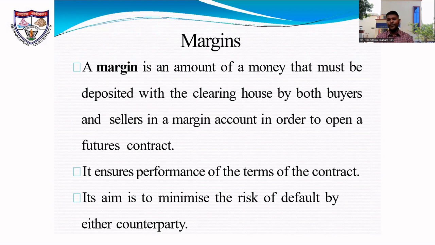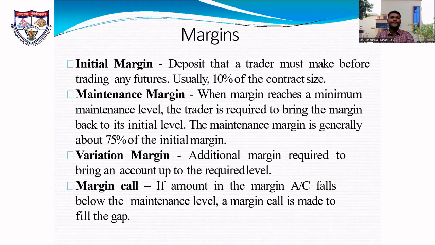In a forward contract, if one party defaults or denies to execute the contract, then the other party has to suffer loss. But here, to avoid that loss, we have some collateral. If either one party fails to execute the contract, then the loss amount of the other party will be met out of the margin account balance. We have initial margin, maintenance margin, variation margin, and margin call.